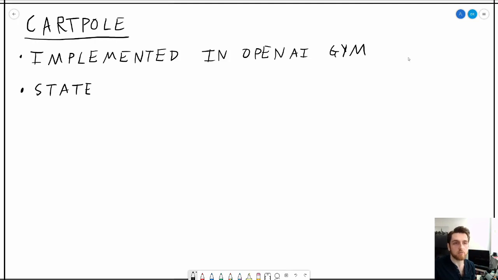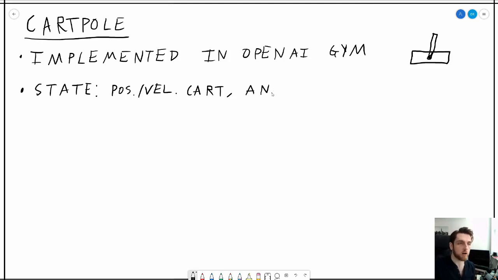So the cart pole that it is named after is simply that you have a cart which has some hinge on it, and this hinge has a pole coming off of it. And the goal is to keep the pole upright, to keep it within some range of angles which are acceptable, and to achieve that for 200 time steps. And so the state is given by the position and velocity of the cart, and the angle and velocity of the end of the pole.